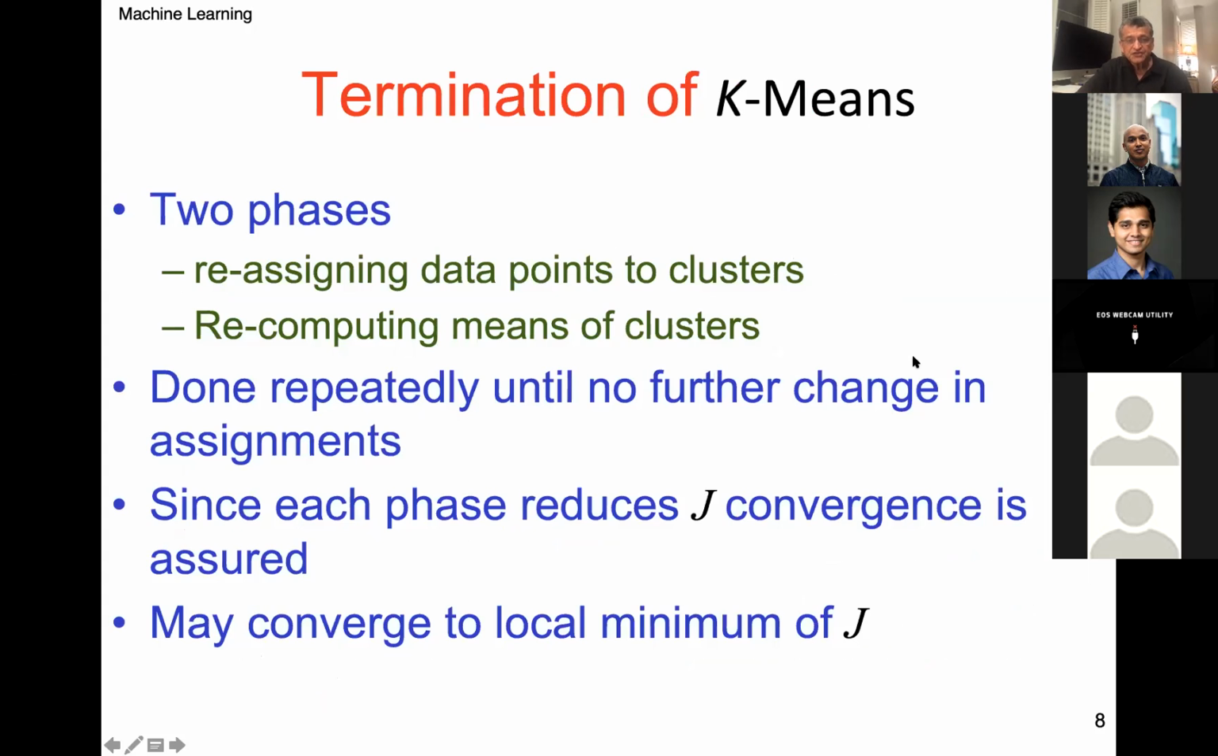So termination of k-means: how long do you go? Two phases: reassigning data points to clusters, and recomputing the means of the clusters, done repeatedly until no further change in assignments. And since each phase reduces J, convergence is assured, but it may converge to a local minimum of J. So once again, it may not be a global minimum, it gets to a local minimum.